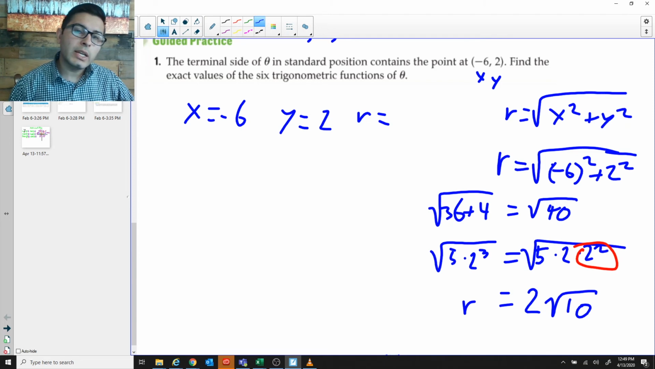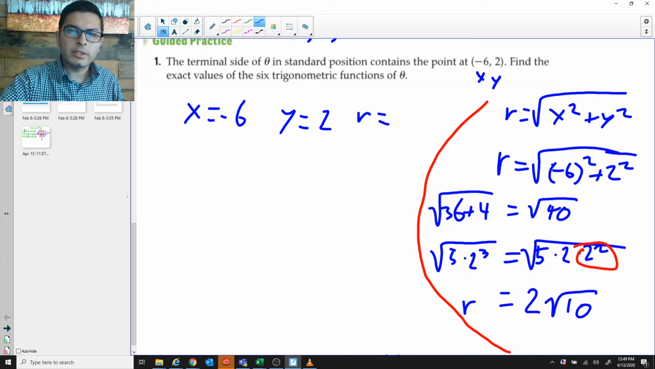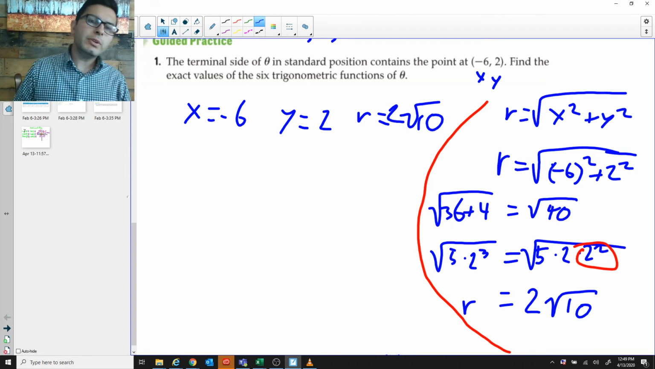If you don't know what I did there, please go ahead and look up a video on how to simplify a radical. So our r is going to be 2 square root of 10. Now we can go ahead and drop them into our trig functions.